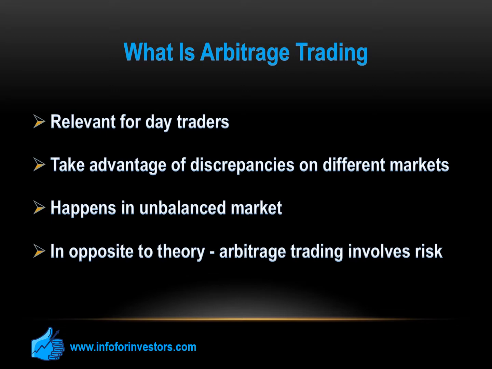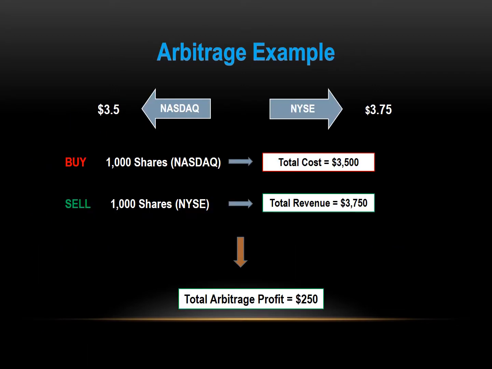Let's start with a short arbitrage example. For this case, I'm going to take two major exchanges, NASDAQ and the New York Stock Exchange. Let's imagine we have a company called Joy, and their stocks are listed on both exchanges. George is a day trader and notices that Joy's stock is listed on the NASDAQ for $3.50 and $3.75 on the New York Stock Exchange. He buys 1,000 shares on the NASDAQ for $3,500 and sells them for $3,750 on the New York Stock Exchange. He has made a $250 profit.